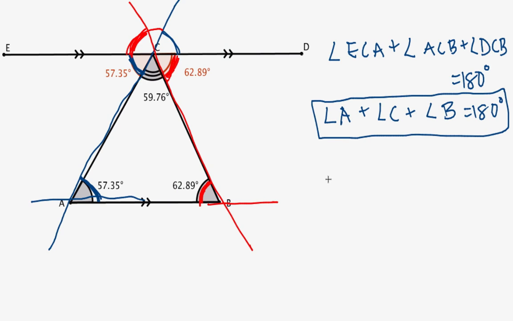So we built on some knowledge that we knew. We knew some parallel line theorems. We knew that angles on a line add up to 180. We took that information and we proved a new theorem, building on existing knowledge, that the angles in a triangle add up to 180.